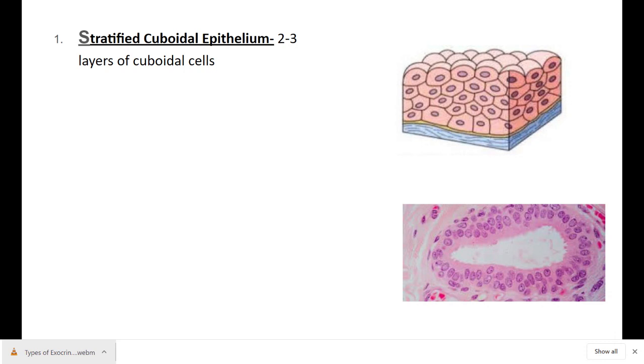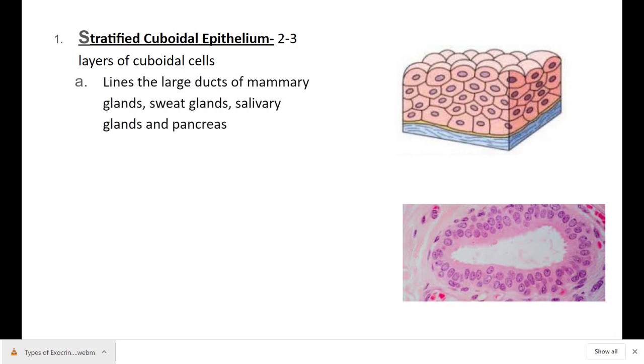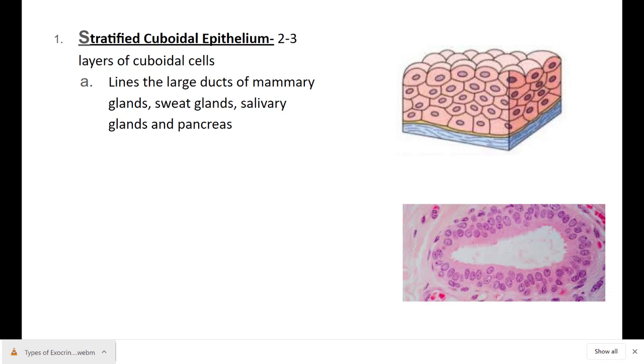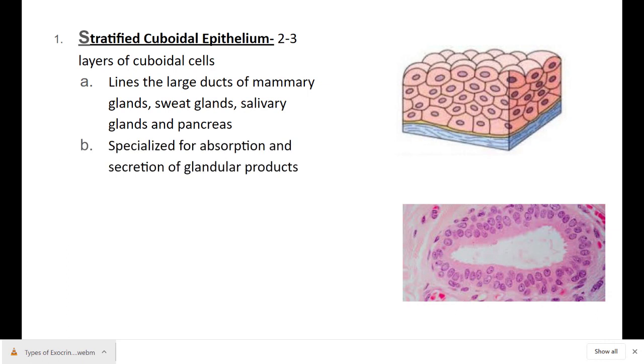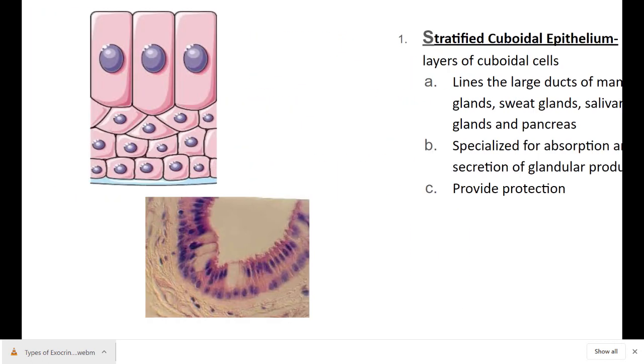Moving on, stratified cuboidal. Not a whole lot to say about this. A couple layers of cube-shaped cells. We'll find these in certain glands around the body: mammary glands, sweat glands, salivary glands, pancreas. Again, we're going to see this a lot. Absorption and secretion, depending on the products that they're secreting, that's the job that they're going to have. And obviously protection.